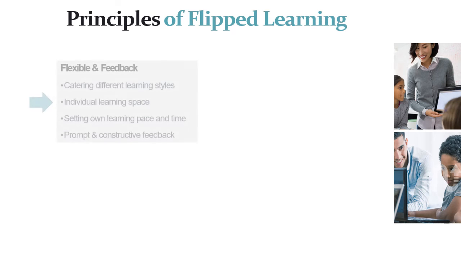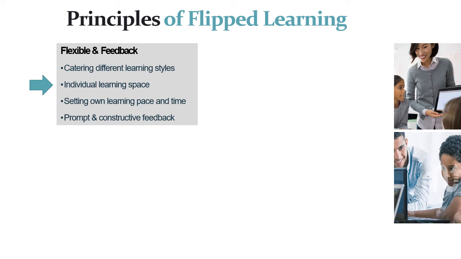Principles of flipped learning. First, flexible and feedback. Catering to different learning styles, individual learning space, setting out learning space and time, and prompt and constructive feedback. Catering to different learning styles. We know in our classes we have different students and different styles to learn. So you have to notice their styles to learn and you have to apply them. For example, some students learn more using videos, using pictures, using contents, memorizing.